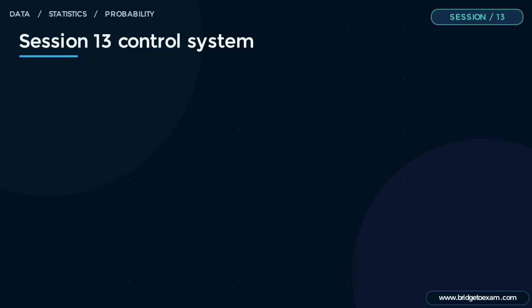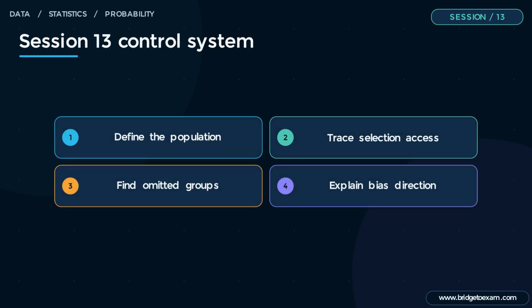Session 13 Recap. Random selection protects representation, while convenience, voluntary response, non-response, and undercoverage can systematically distort results. A larger sample reduces random variation, but cannot repair a biased method. Stratified sampling protects important subgroups when selection occurs randomly within every stratum.